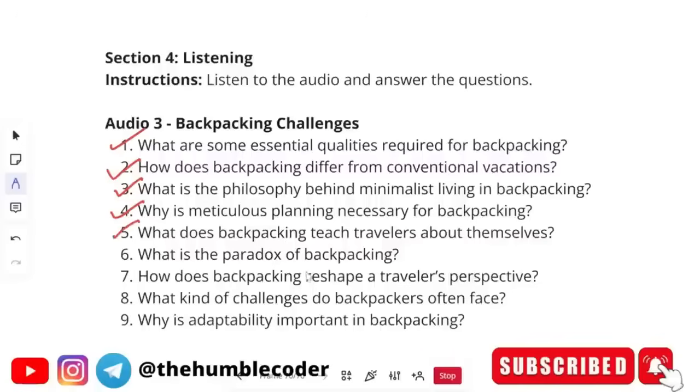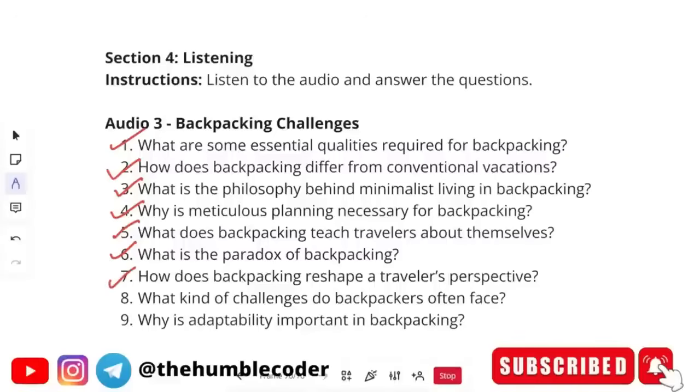Moving on to the next question, what does backpacking teach travelers about themselves? The correct answer will be: backpacking teaches travelers self-awareness and resilience. Moving on to the next question, what is the paradox of backpacking? The correct answer will be: the paradox of backpacking is that while it removes indulgences, it enriches the traveler's life.